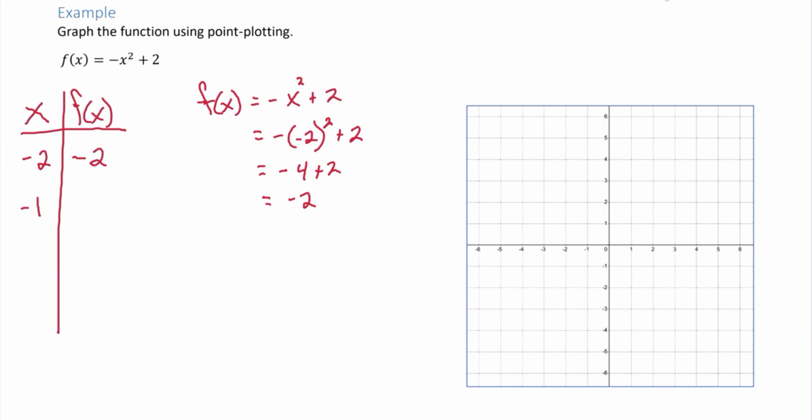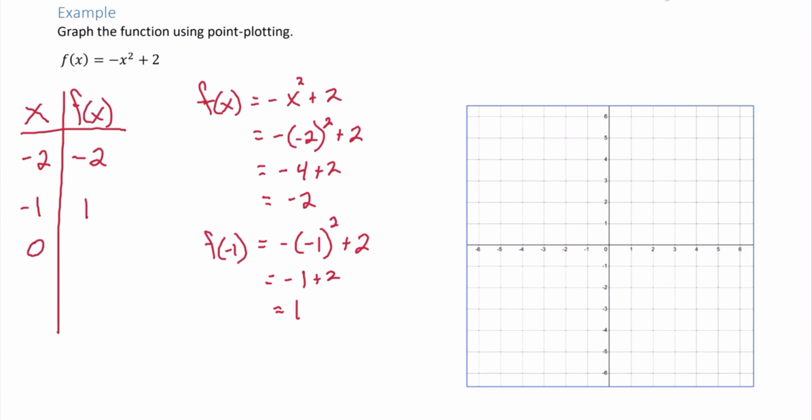Then we can choose -1. Again, we'll plug in -1. F evaluated at -1, we have negative. Replace the x with -1 and square it, plus 2. This is -1 plus 2, which is 1.